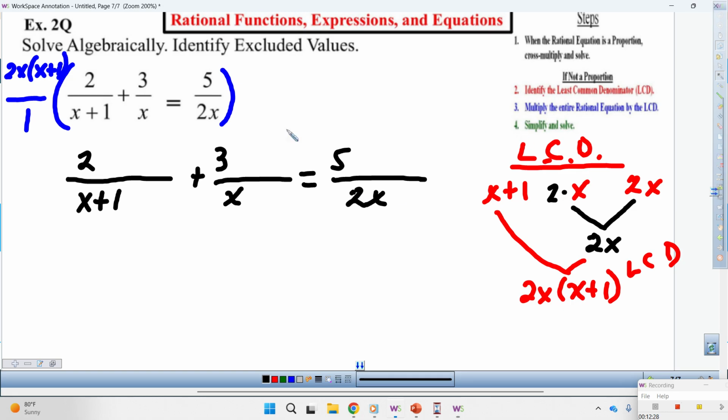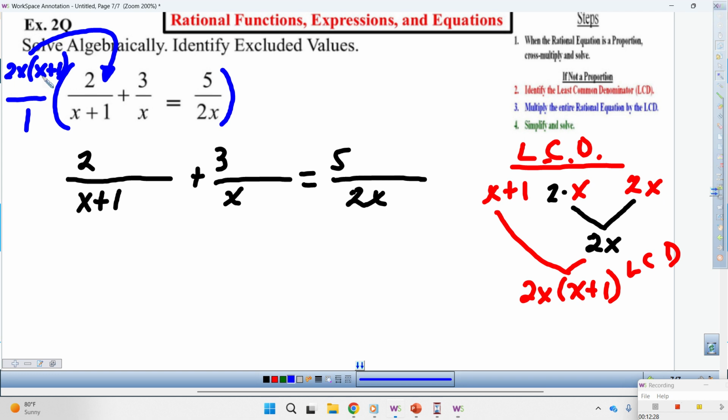Trying to make it obvious here, I rewrote this equation exactly the same, but I did what? I extended the fraction bars first. Does everybody see that? All right. Why do you do that, Mr. Q? Because now I'm going to be able to multiply this into each numerator.